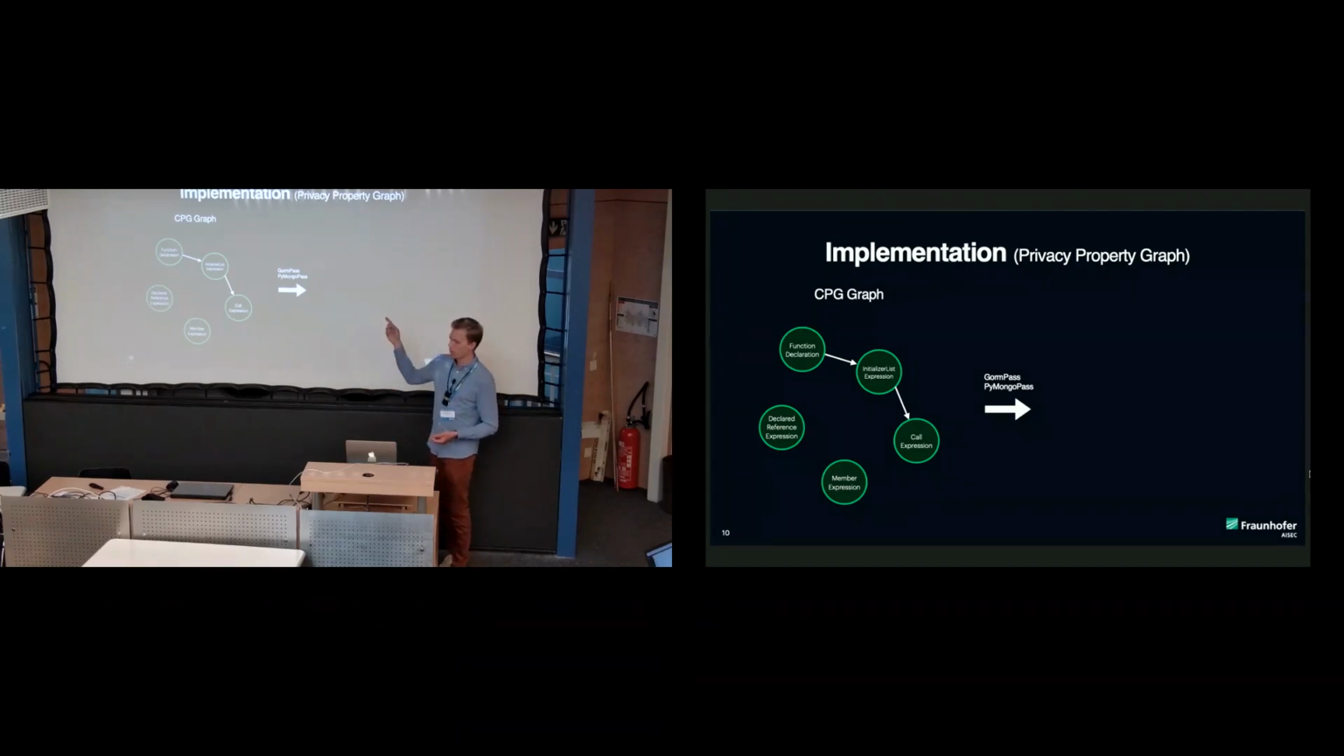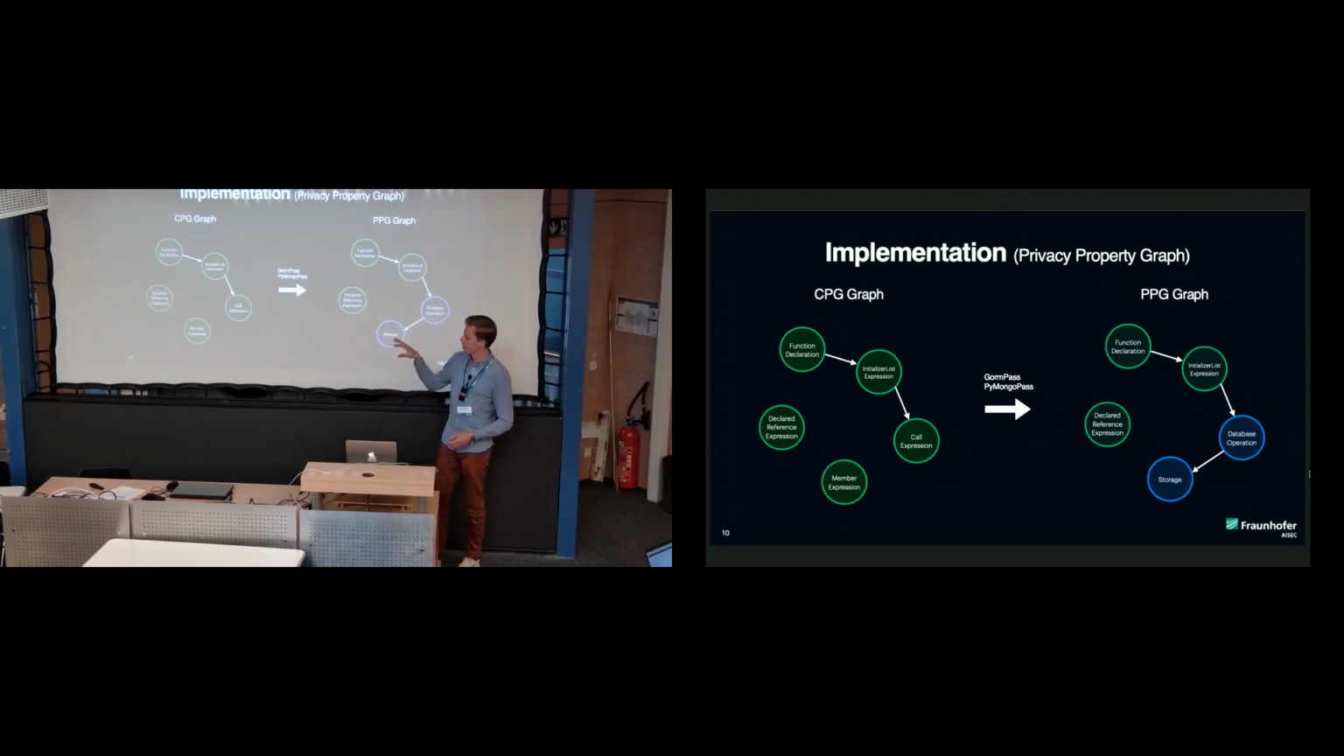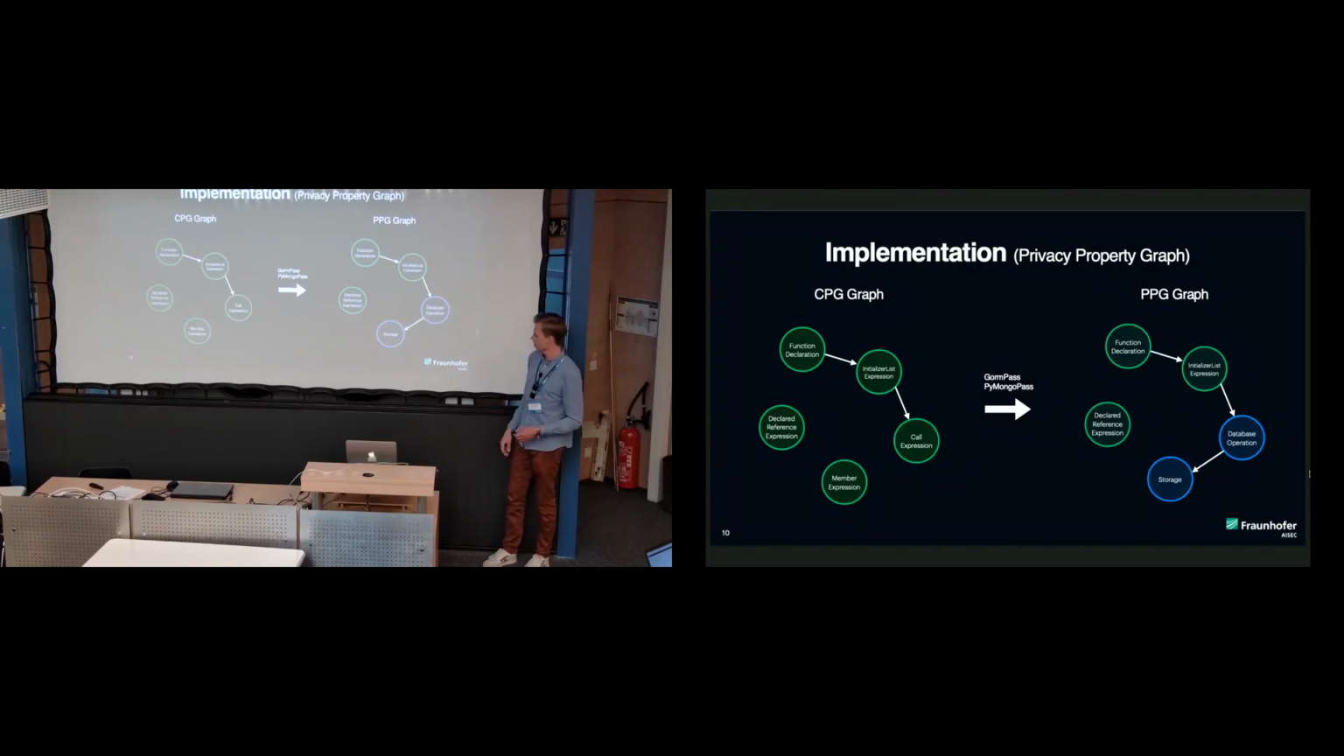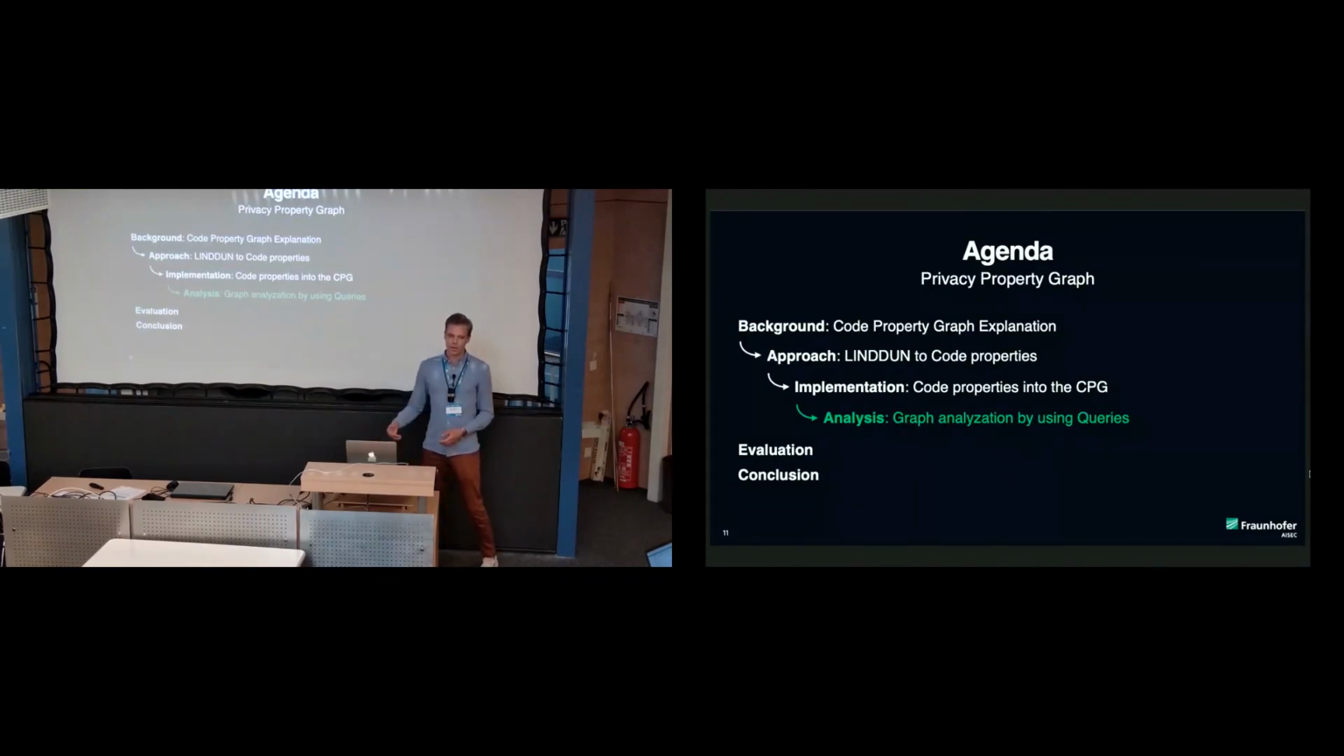The GORM library, for example, is a database interaction library for Go that will allow you to interact with a Postgres database, for example. And once it has found the nodes that represent these database operations, it can then add these nodes to the privacy property graph. So we get the properties we are really interested in into the graph. And what we can do now is actually analyze this graph automatically.